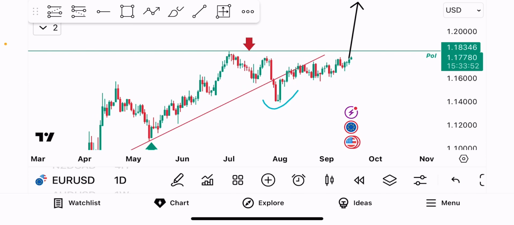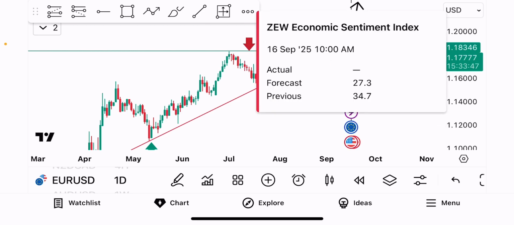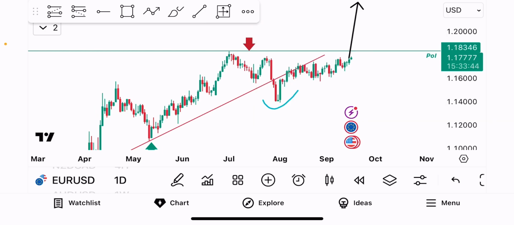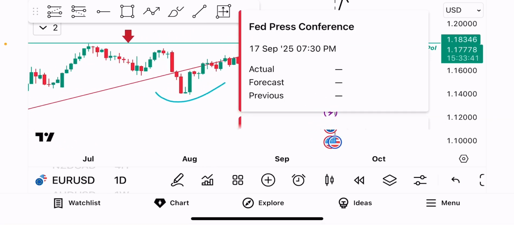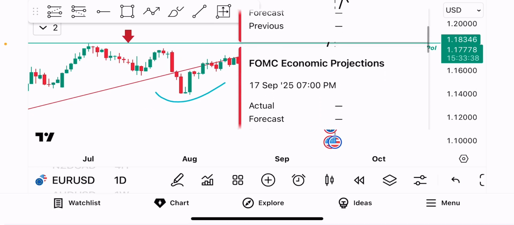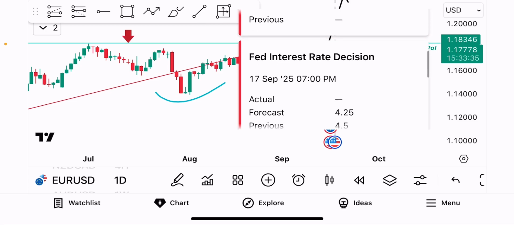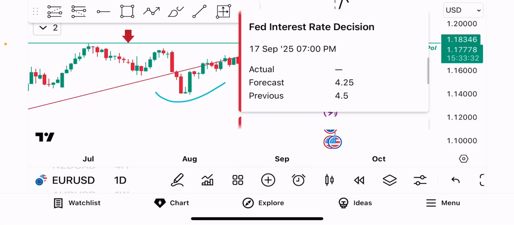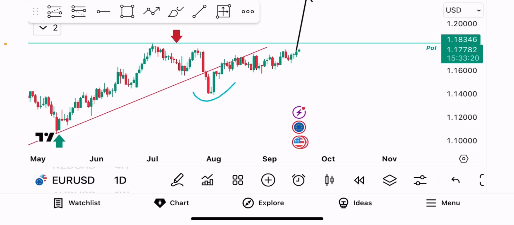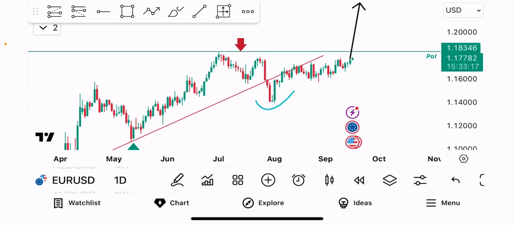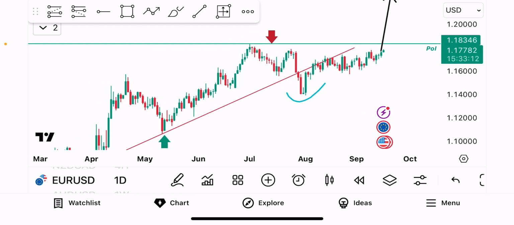So the economic report we have for this week, we have retail sales coming up from the United States. We have ZEW Economic Sentiment Index, and we have the almighty Fed press conference, which is the FOMC. Okay, and in this Fed interest rate decision, the previous report was 4.25. The forecast for this coming FOMC event is 4.25. All right, so the actual is yet to be announced. So if they cut the rate, then we are going to have a positive response on the chart, which is a breakout of the resistance level.